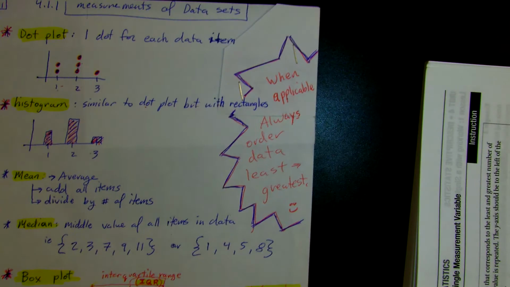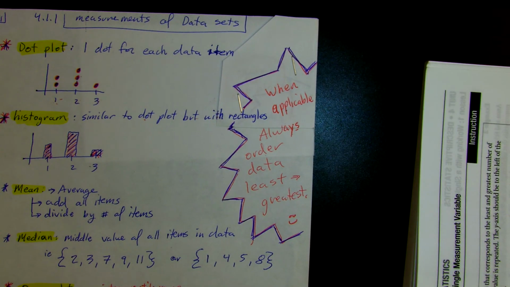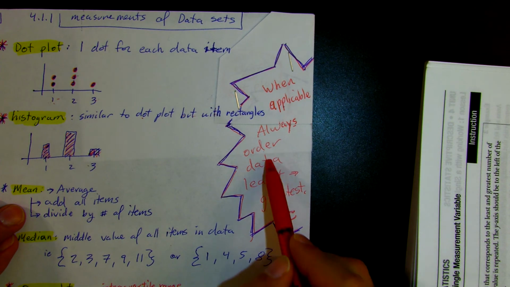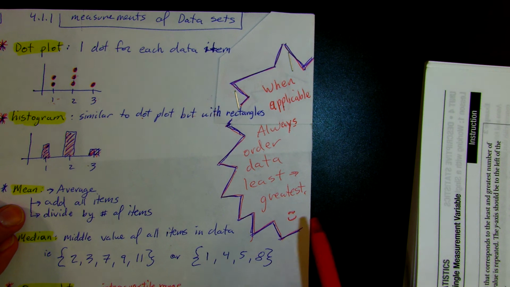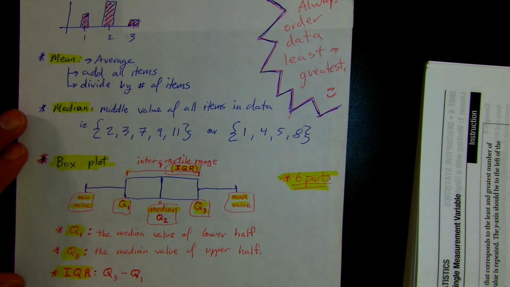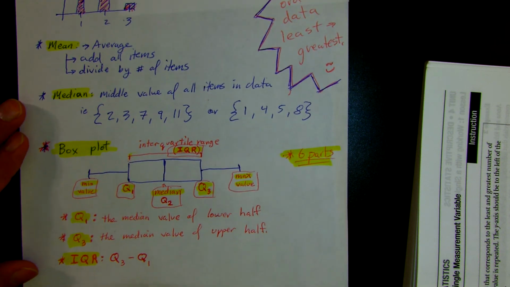I'll say also, when applicable, and you'll know the situations when it's applicable, the scenario will bring it up. But when applicable, always order data from least to greatest. From least to greatest. Okay? Keep that in mind. And then I want to look over some things you guys already know from years past.